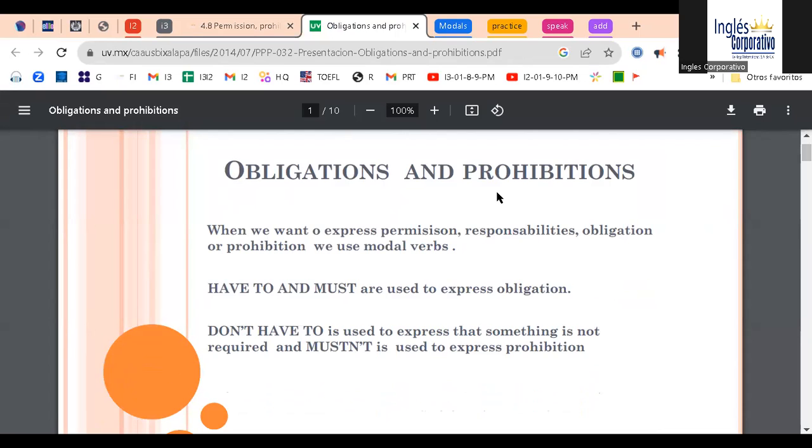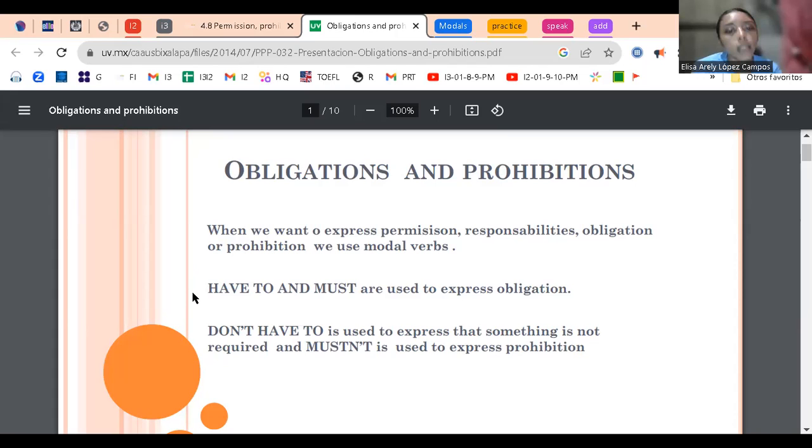Maybe Edgar, could you help us? Edgar, obligation and prohibitions? Okay, so let me see. Somebody else, maybe Arelie. Arelie, help us. Obligation and prohibition. And say when we want to express permission, responsibilities, obligation, or prohibition, we use modal verbs. Continue, yes, please.